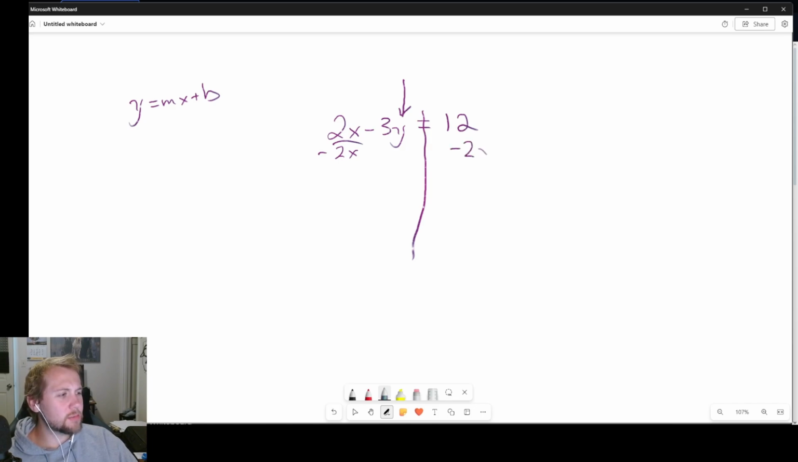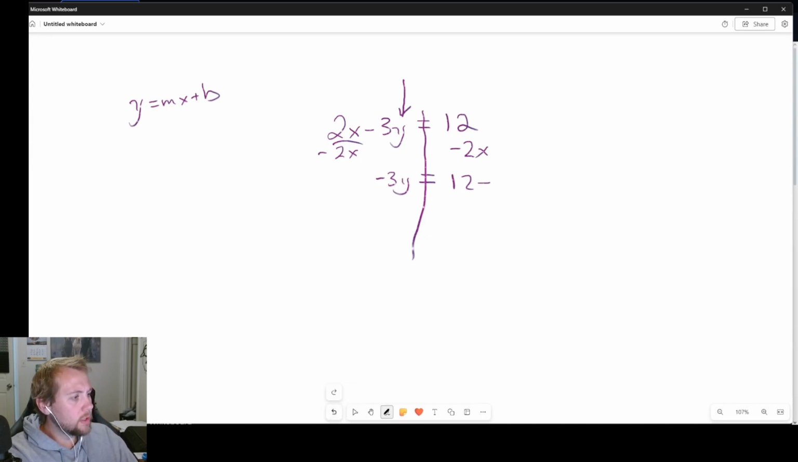But I can't just subtract 2x from a 12. That's not going to work. They're not like terms. So I'm just going to stick it over on that side. So I have a 12 minus a 2x. And you can flip-flop those around if you want. Just make sure that negative sign stays on that 2x. But y is not all by itself yet. We still have this negative 3 out front.